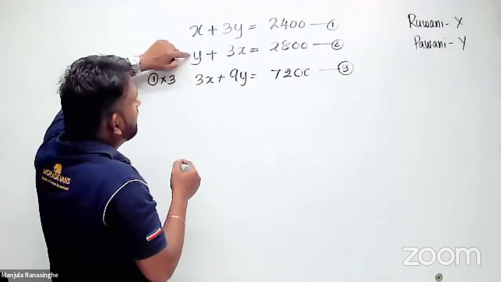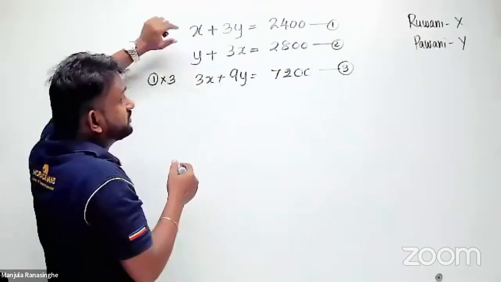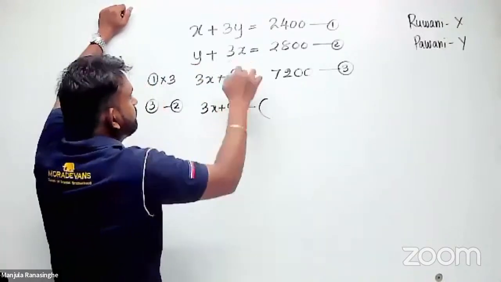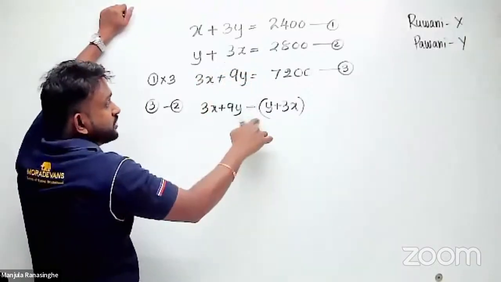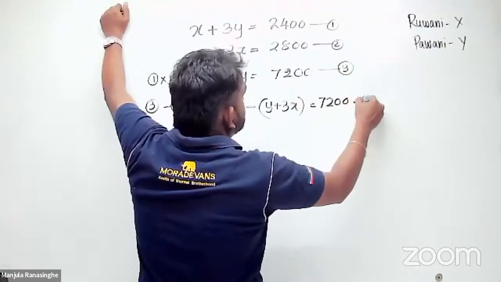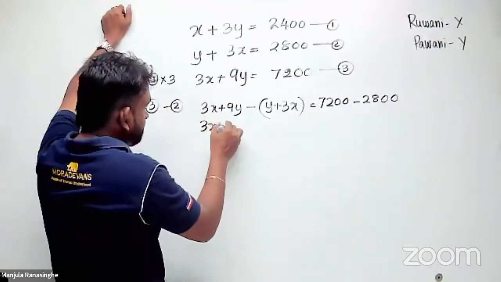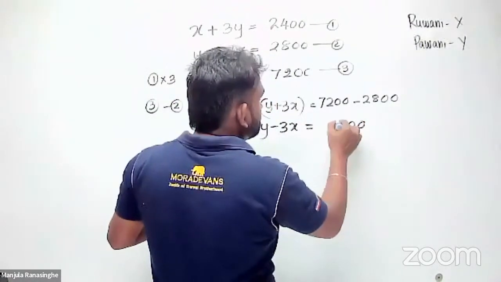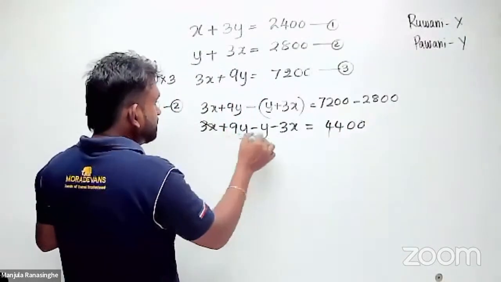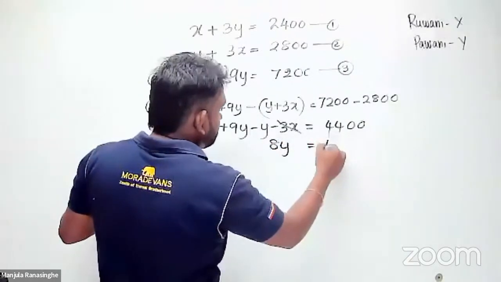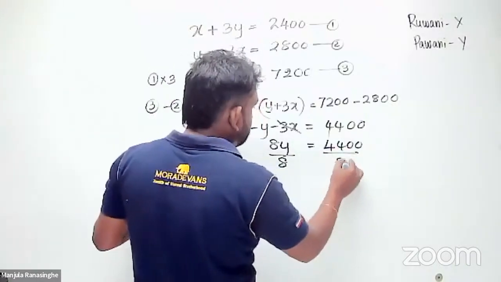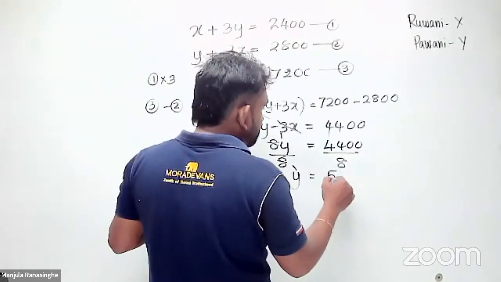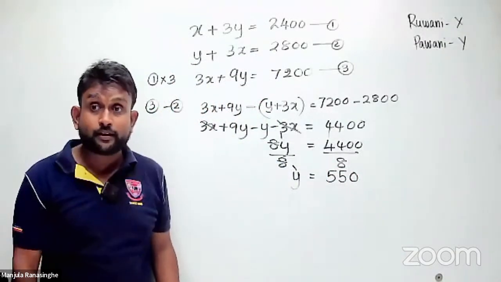Now I compare these two and subtract, since 3x and 3x are equal, to cancel x. So I subtract 2 from 3. I take the left side, 3x plus 9y, and subtract y plus 3x. Within the bracket, you have to write when you subtract equations. Equal to 7,200 subtract 2,800. Now 3x plus 9y minus y minus 3x equals 4,400. Now 3x is cancelled. 9y minus y, 8y, equals 4,400. Just divide by 8 on both sides. Now 8 and 8 cancelled. y equals 550.